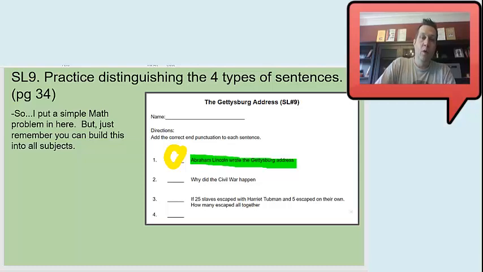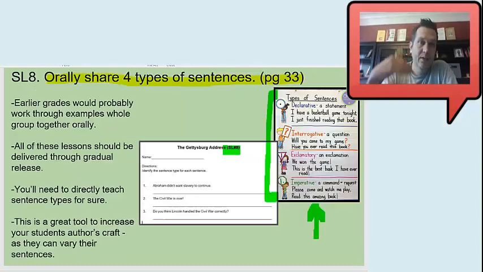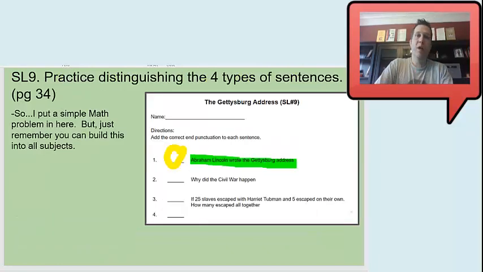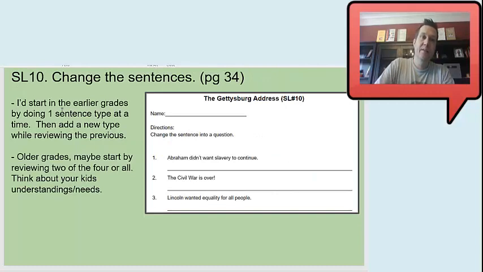Obviously, they'd be abbreviating in this example, but you can see they're identifying what type of punctuation would go at the end. You could have them put that there, or they could actually put a period, question mark, or exclamation point. So it just depends how you want to do that. You can tweak and move that one around. But the point is, you're now pushing them more towards independence on this one. The one previous is done orally, and in SL9, we're asking students to do that with punctuation at the end. Let's take a look at SL10.